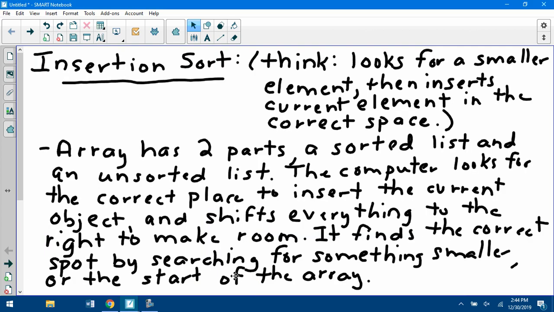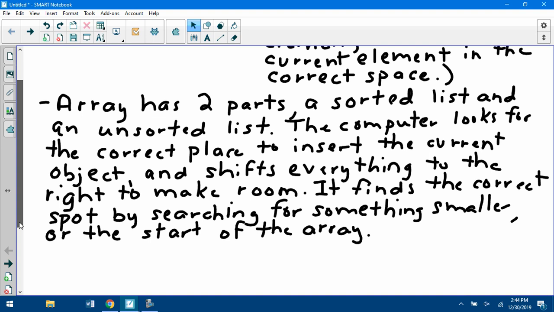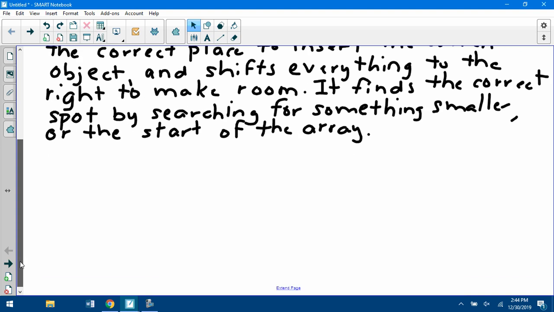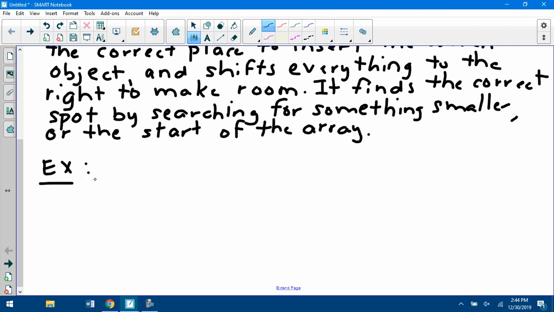Let's do a number example. So now that you've seen it with Carols, let's do it with numbers. Because remember, on this test that comes up eventually, you're going to have to figure out how many different shifts happen and whatnot. So here's a number example. Let's do 5, 3, 2, 6, 1, and 4.